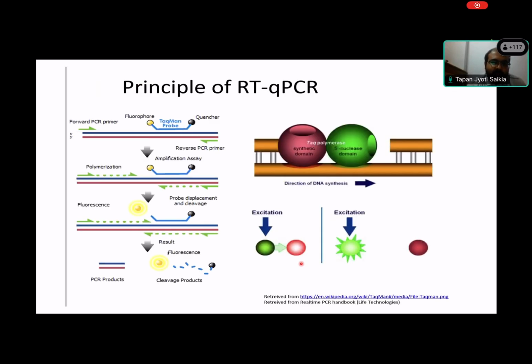So they bind with the DNA part, which is the target gene. Then whenever DNA polymerase starts working, it disrupts the binding of the quencher and the fluorescence molecule, so that when light emits, the fluorescence starts, and it can be detected based on the number of amplification cycles.